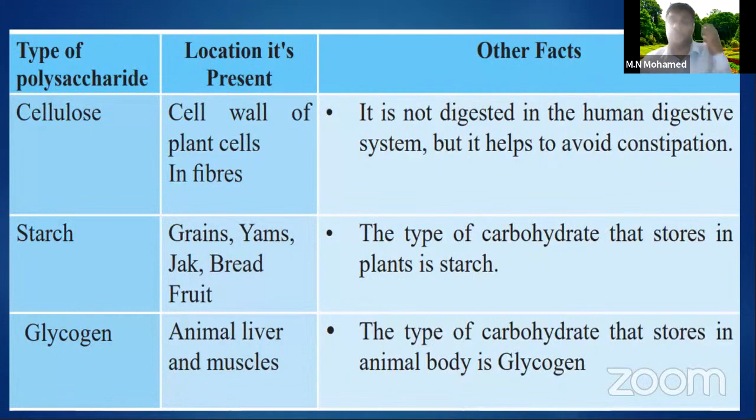Cellulose is very important for the digestion of our food. Starch is the type of carbohydrate that is produced and used in plants, and glycogen is a carbohydrate that is stored in animal bodies.